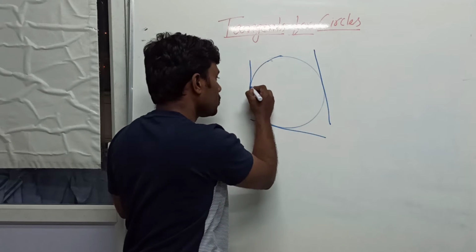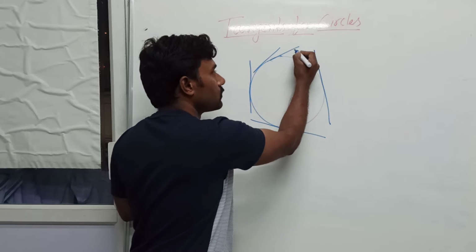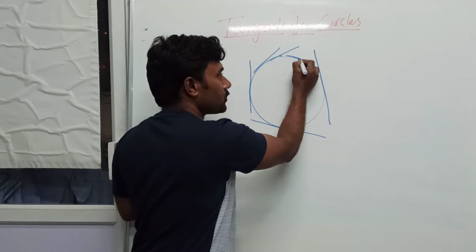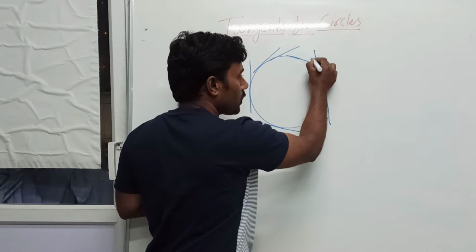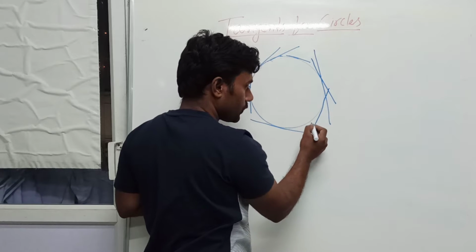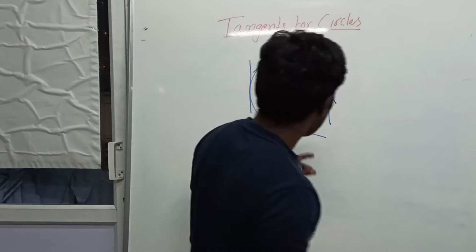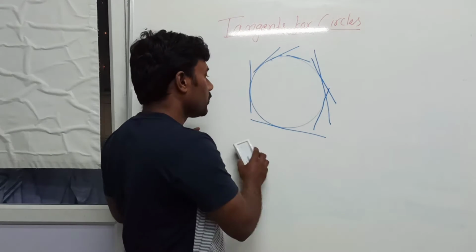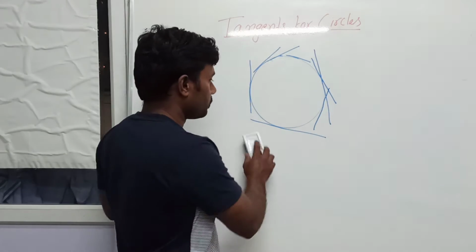No restriction to draw tangents like this. You can draw many tangents. There is no restriction. We have an infinite number of tangents to a circle like this. Okay. So here an infinite number of tangents can be drawn to a circle.